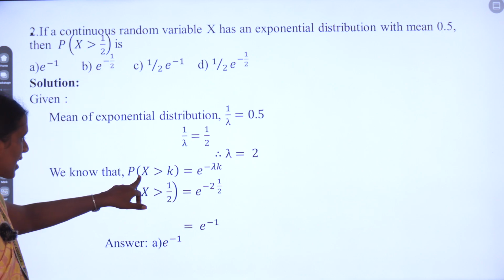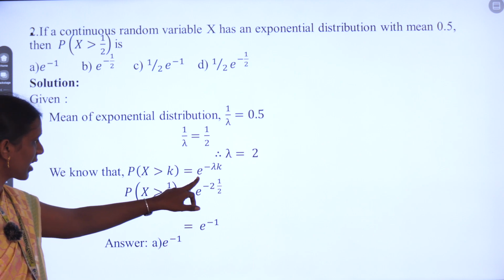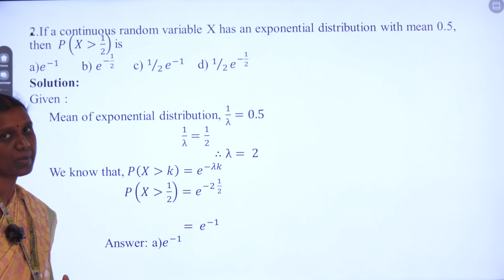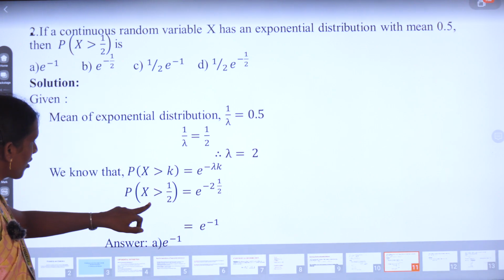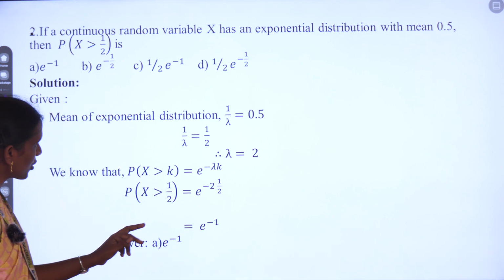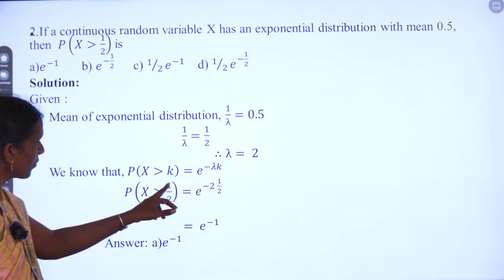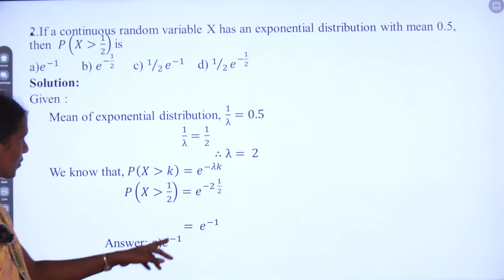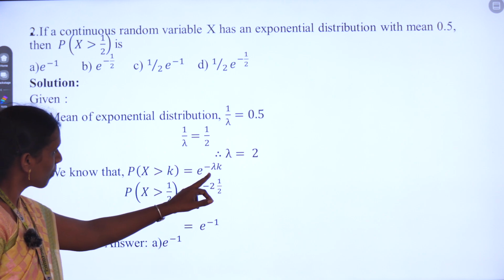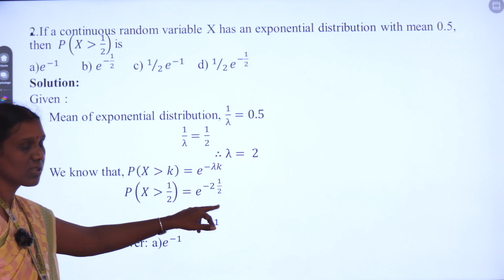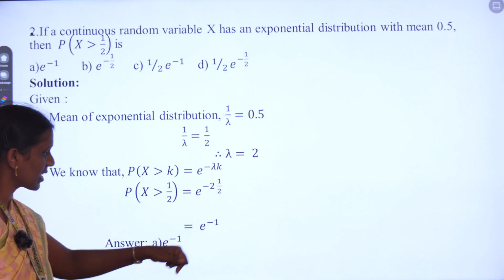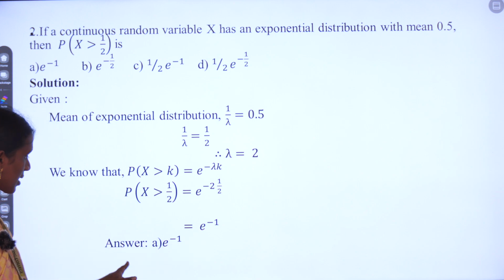We were asked to find the probability of x greater than 1 by 2. Already we have discussed that probability of x greater than k is equal to e power minus lambda k. This is the easiest formula. So now write down P of x greater than 1 by 2 is equal to, comparing these two, we have k is equal to 1 by 2. So this is equal to e power minus lambda value 2 into k value 1 by 2. So 2 will get cancelled. We get the answer as e power minus 1. So therefore the answer is option A, e power minus 1.